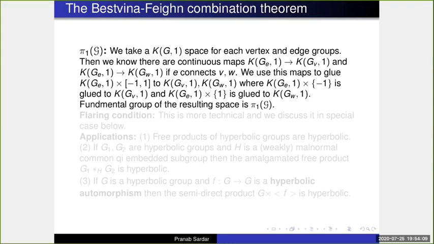So then we know that given these homomorphisms from G to GV, there is a corresponding continuous map, an induced map from KG_e,1 to KG_v,1, and similarly KG_e,1 to KG_w,1. Using this homomorphism, you can construct the mapping cylinder: KG_e,1 cross the interval minus 1 to 1. Construct that cylinder and glue its ends to the corresponding KG,1 spaces of the vertex spaces, KG_v,1 and KG_w,1. In this way, for every edge, you do this.